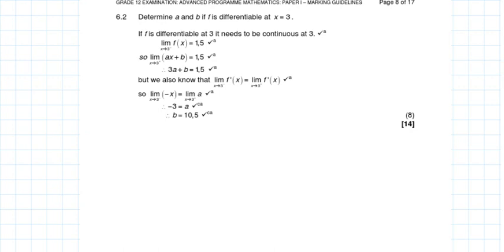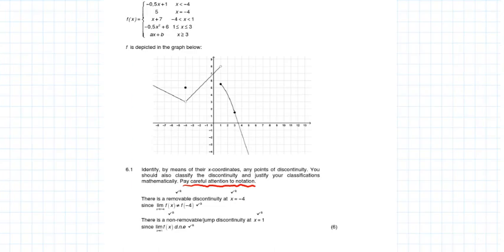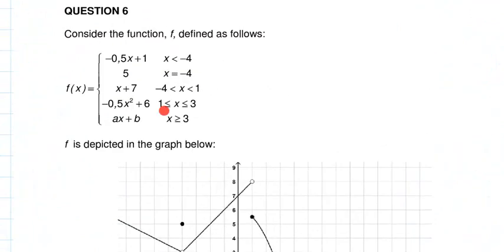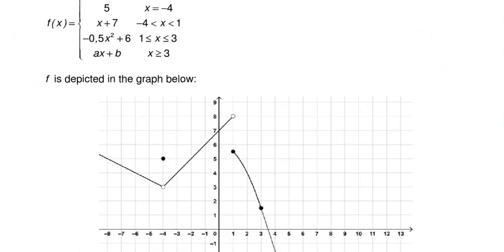And 6.2: if a and b are such that f is differentiable at x equals 3. So when x is 3, it must be a critical point. When x is 3, look at that. You see the function is changing. So before 3 it's a parabola, after 3 it's a straight line. Looking at the graph, this part is a parabola, but then it becomes a straight line. So it looks like a smooth continuity. So it looks like it is differentiable. However, we have to prove that.